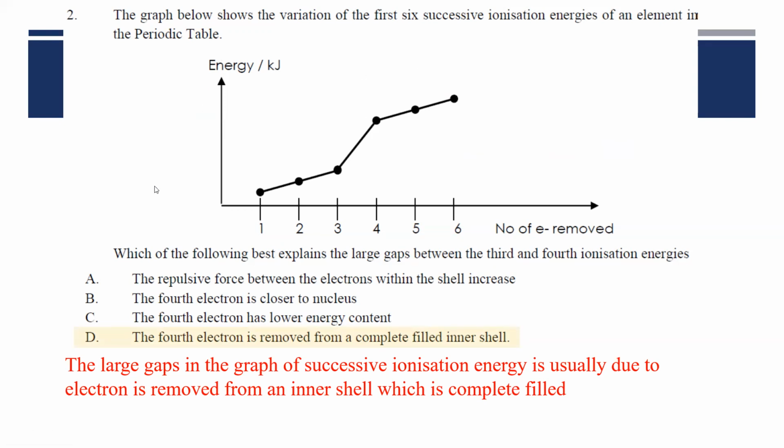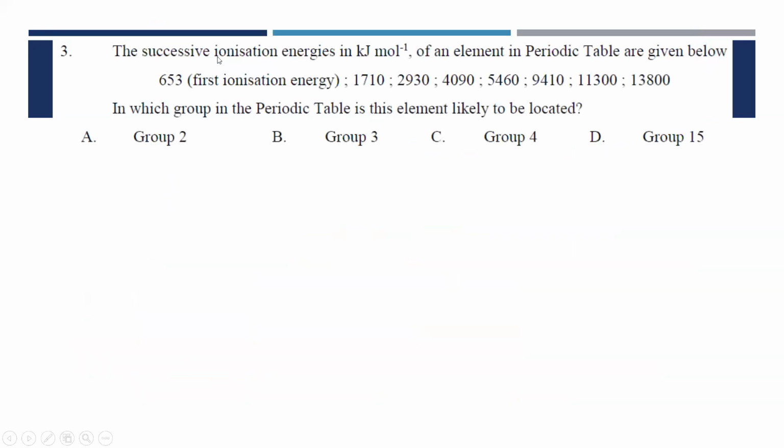Immediately we go to question number 3. The successive ionization energies in kilojoules per mole of an element in the periodic table are given below: 653 first ionization energy, 1710, 2930, 4090, 5460, 9410, 11300, and so on. So in here you need to find where the large gap happens. You don't have to calculate exactly the large difference of the values, just an estimation is enough.